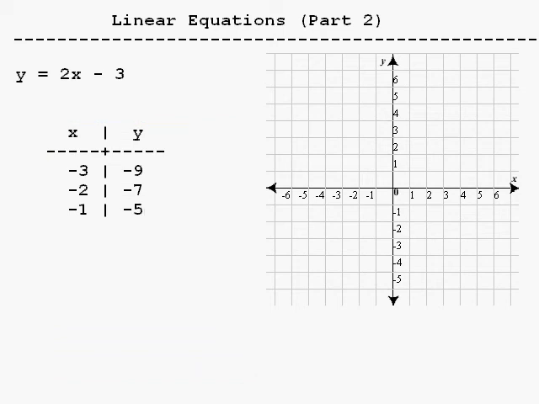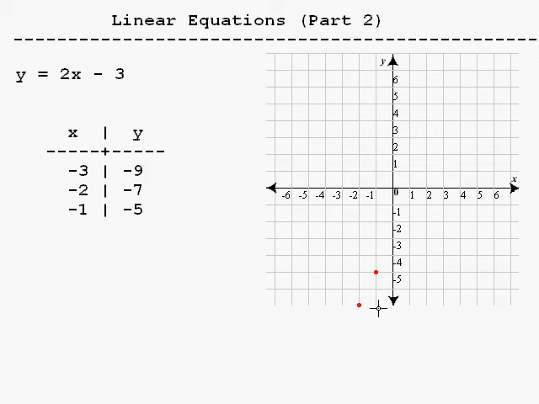Well, we said negative 3, negative 9 was going to be down here. It's off of our graph. Negative 2, negative 7 would be right here. Negative 1, negative 5 is here. What you'll notice is we go over 1 and up 2.